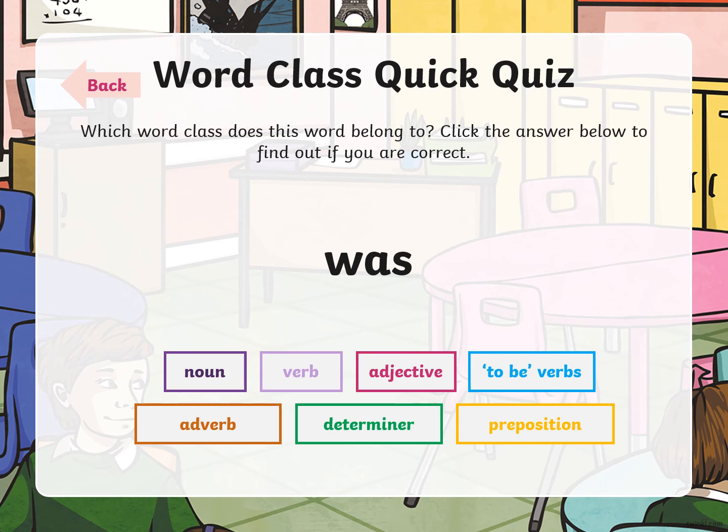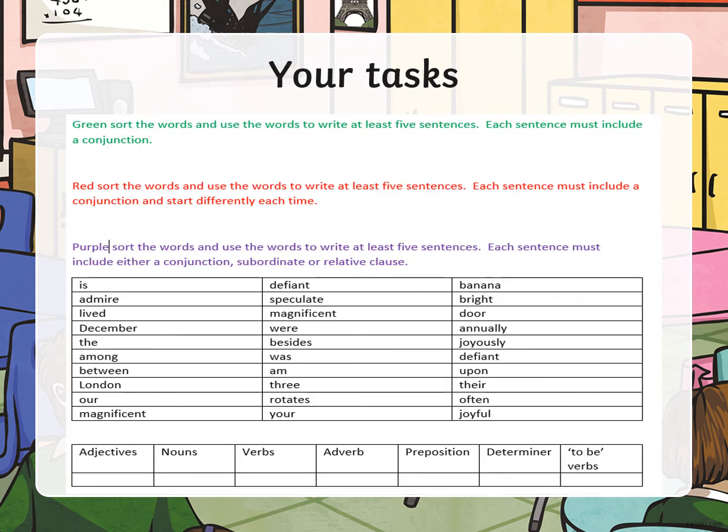Okay, I'm just going to flick through some of these now, and you don't need to write them. I'm just going to tell you what that word class is. So we've got was is our to be verb. Teacher, it's determined. Is our to be verb, present tense. Soon is an adverb. Admire. Sorry, there's a bit of overlap on the recording there.